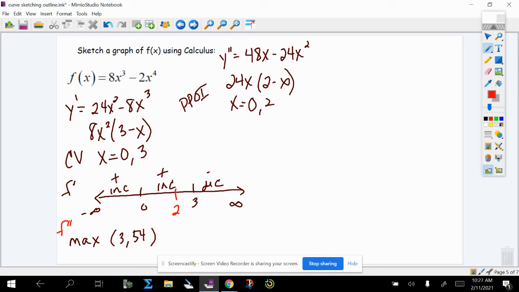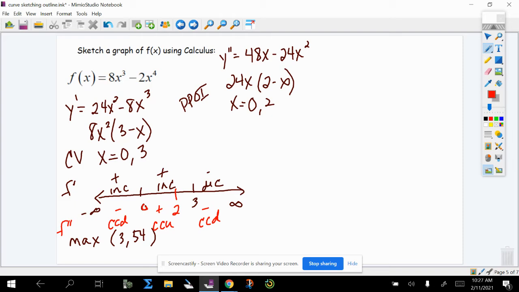So we are looking from before 0, from 0 to 2, and from 2 to infinity. So if I put a number smaller than 0 in, like any negative number, I would get a negative times a positive. So it starts off negative, which means it starts out concave down. From 0 to 2, I'm going to put 1 in, so I get a positive times a positive. So it switches to concave up. And then from 2 on, if I pick a number like 3 or 4, I get a positive times a negative. So it is back to concave down.